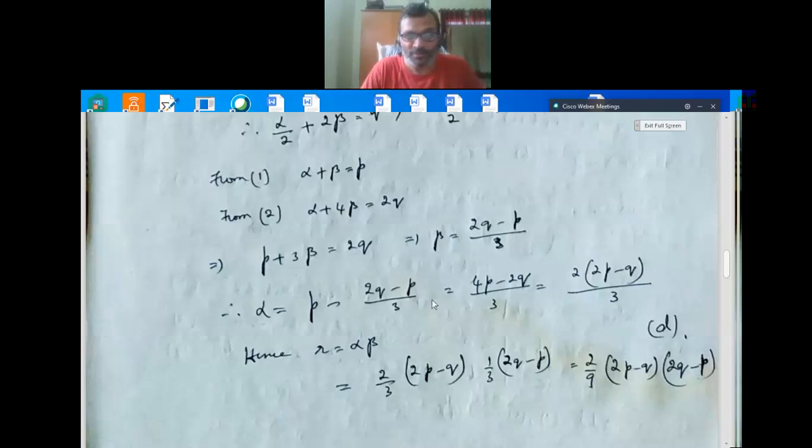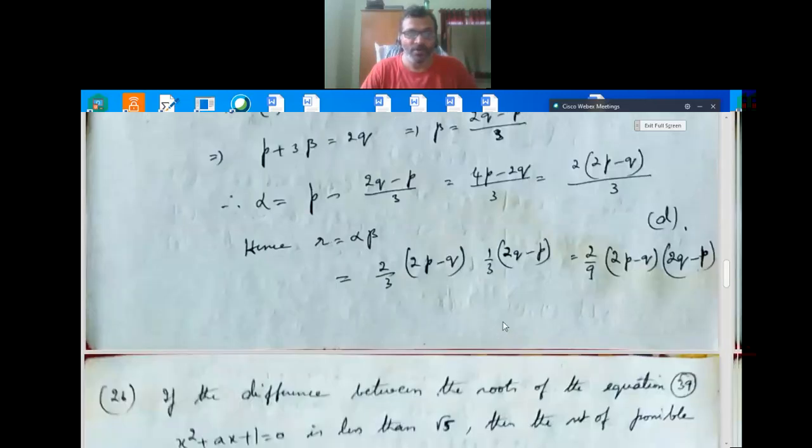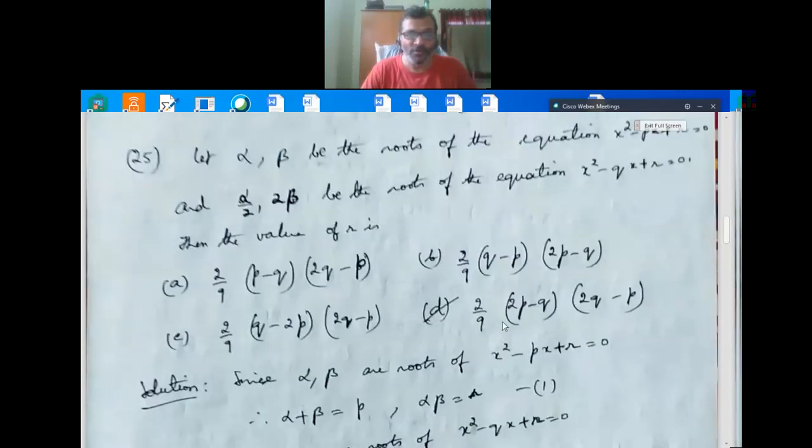So I substitute the value of beta, (2q − p)/3, and I take LCM. So (3p − 2q + p)/3. So 3p + p is 4p − 2q, over 3. 2 is common, so 2(2p − q)/3. Now if you look here in this question, we want the value of r.